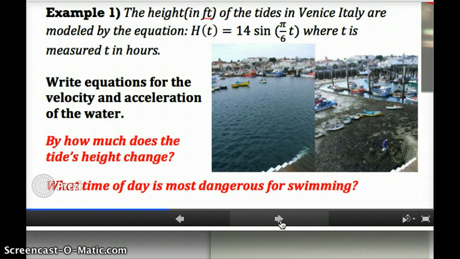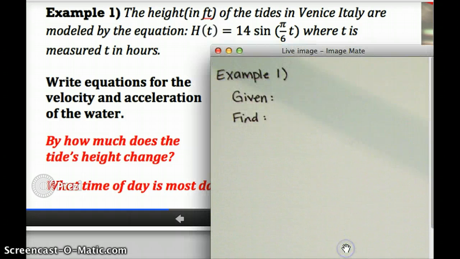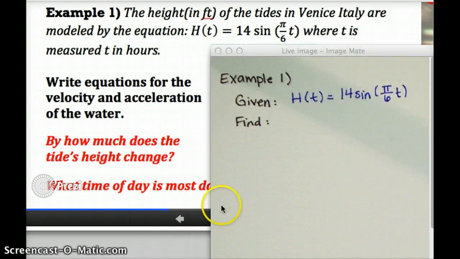The problem says the height of the tides in Venice are modeled by this equation where t is measured in hours. And then you're asked to write equations for the velocity of the water and the acceleration of the water. See if you can do that. Right, so we're given a function whose output is the height. And we're asked to find equations for velocity and acceleration.